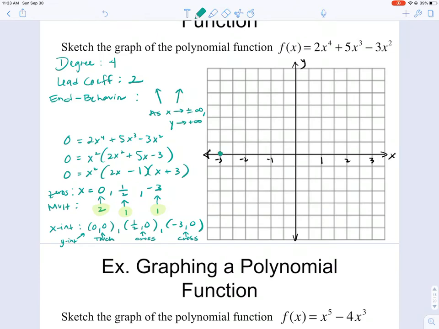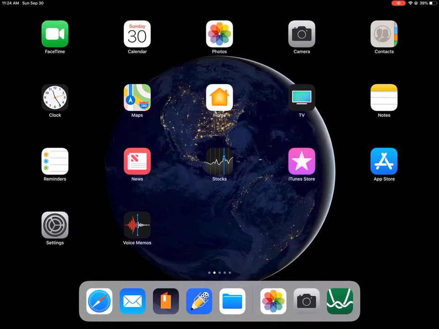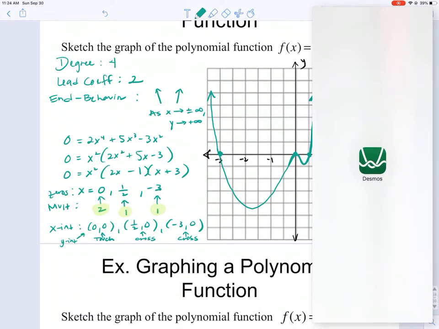Okay, so I'll start by plotting my x-intercepts. I know the end behavior. Okay, so at -3, 0, the graph crosses. I don't know how far it'll come down. It's going to go back up to 0, 0, bounce off of 0, 0, touch, and then curve back down. But again, I don't know how far it's going to curve down before it comes back up through 1/2, 0. So again, you could do test points to get a more accurate sketch of the graph, but I'm not requiring you to do that. Let's compare with Desmos.